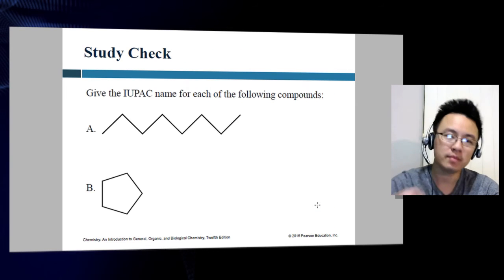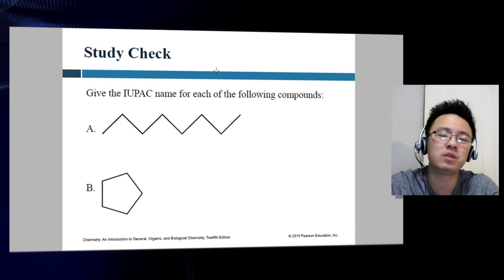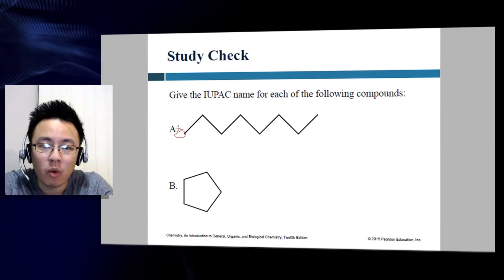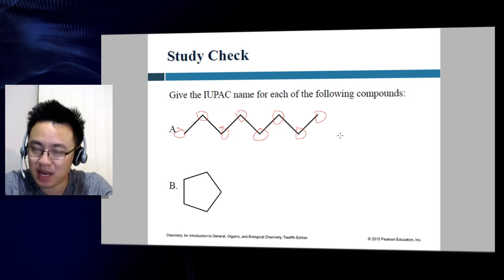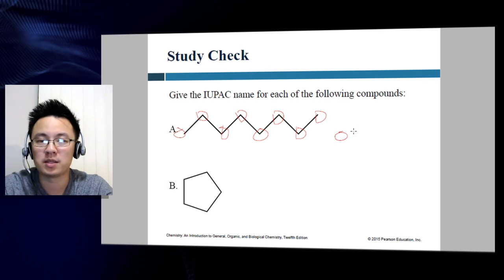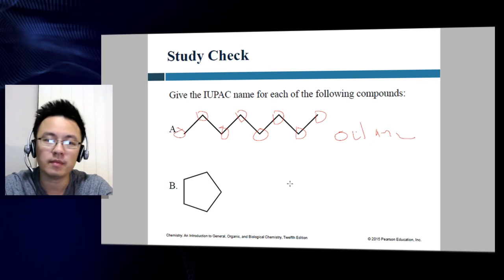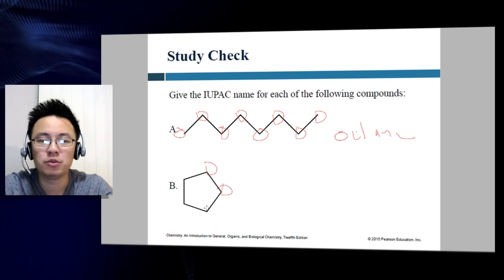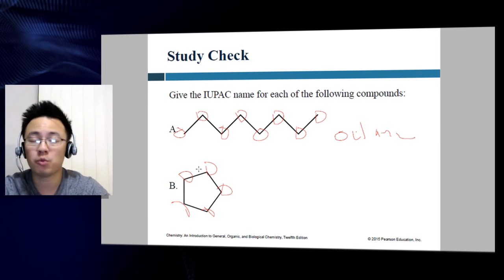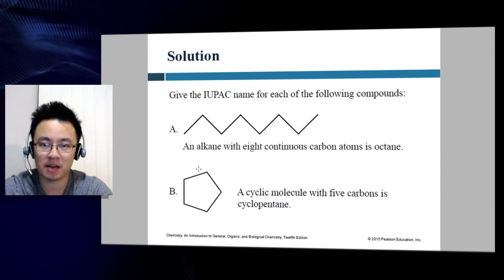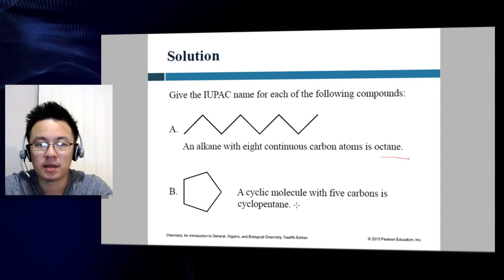All right, let's go ahead and give the IUPAC names of each of these following compounds we have here. 1, 2, 3, 4, 5, 6, 7, 8. So that is an octane molecule, octane. And the next one here is 1, 2, 3, 4, 5 vertices, and is in a wheel form or cyclo form. That's the cyclopentane, octane, cyclopentane.